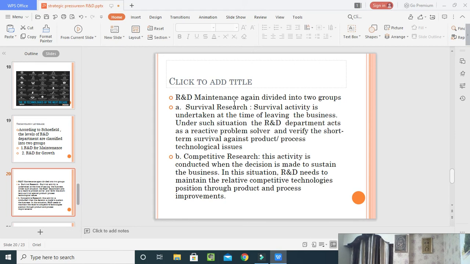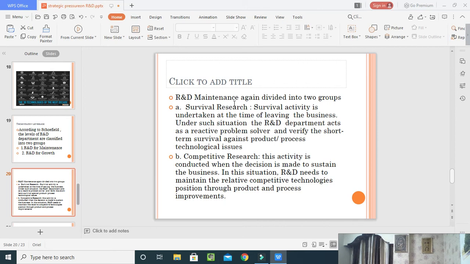See what is happening here in the survival activity. When the company or the business is leaving or when it is coming to the decline level, the R&D department will act as a reactive problem solver. So they will identify the problem and they will try to verify it within a short span of time against the product or the system or the services. Then they will identify the solution and they will work on it.